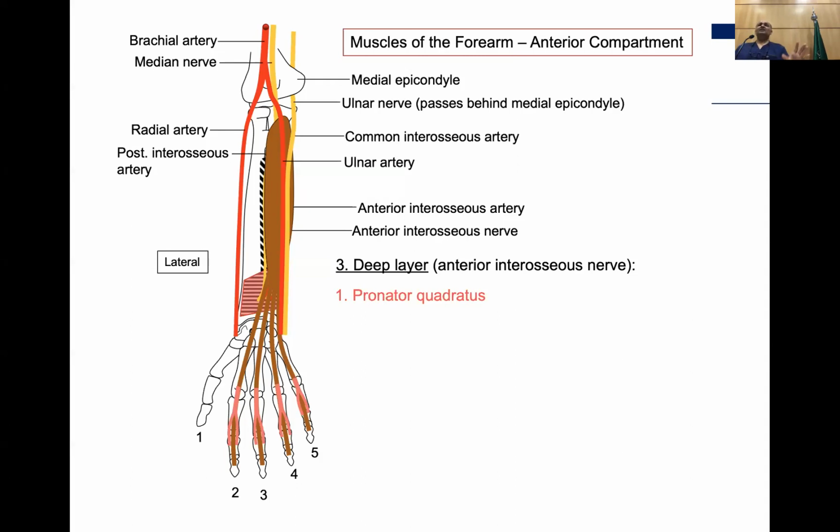Now this flexor digitorum profundus is a deep muscle. Half of it gets its supply from the deep branch of median nerve. Half of it is supplied by ulnar nerve. You remember when we were talking about that compartment, I showed you digit 4 and 5. So this muscle has double supply. Half of this muscle is supplied by median nerve. Another half of this muscle is supplied by ulnar nerve.